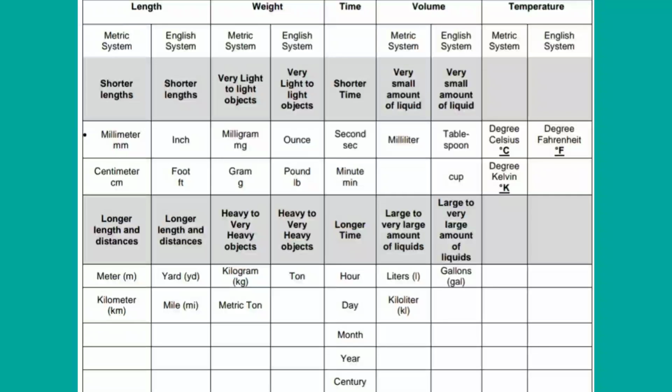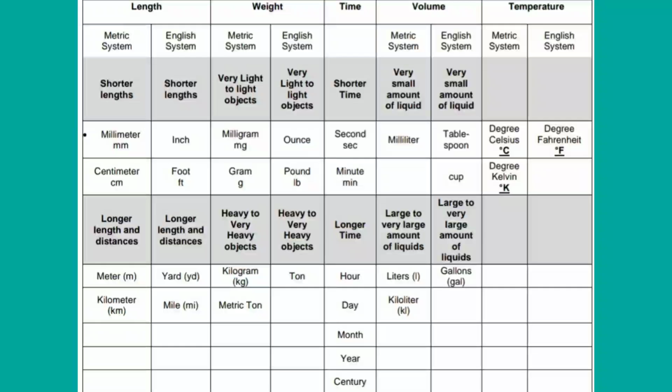Under millimeter and centimeter, the symbols are already there, the short ones, which are the two short letters. On the English system, we have inch or inches and foot. For longer lengths in distances, on the metric system, we have meter and kilometer. And under the English system, we have yard and mile. Okay, so that's under length.